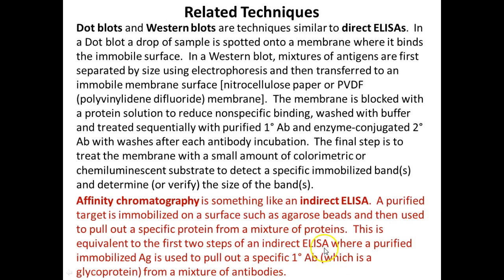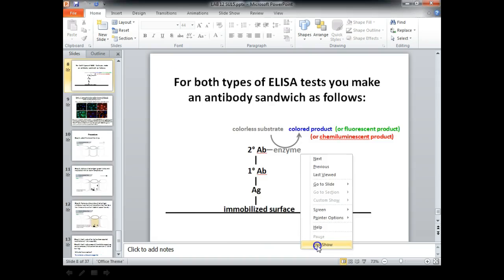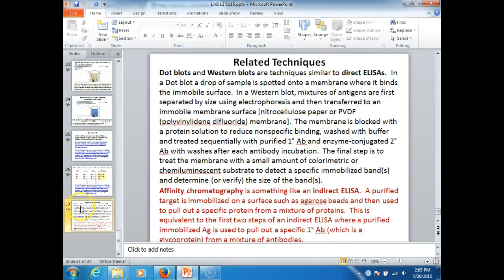So affinity chromatography is kind of like indirect ELISA, in that you're dealing with a purified target. It's immobilized on beads, and then we use a specific protein to pull the particular ones off of the binding, and that allows them to separate out substances from one another. You didn't put any pictures of those in there.